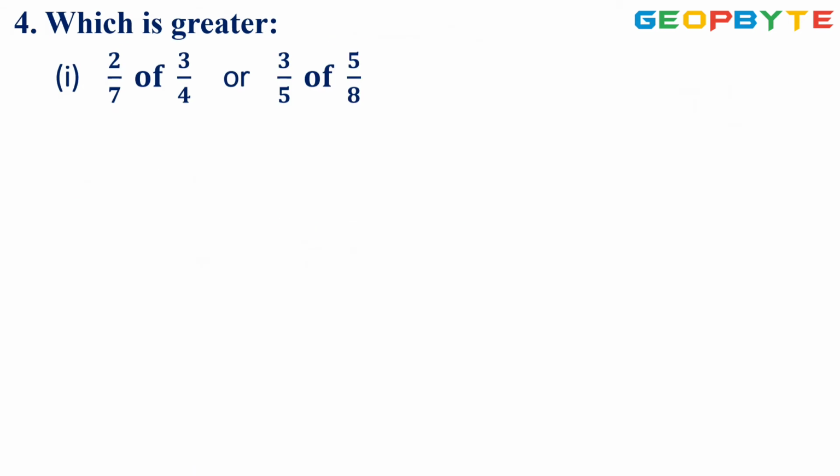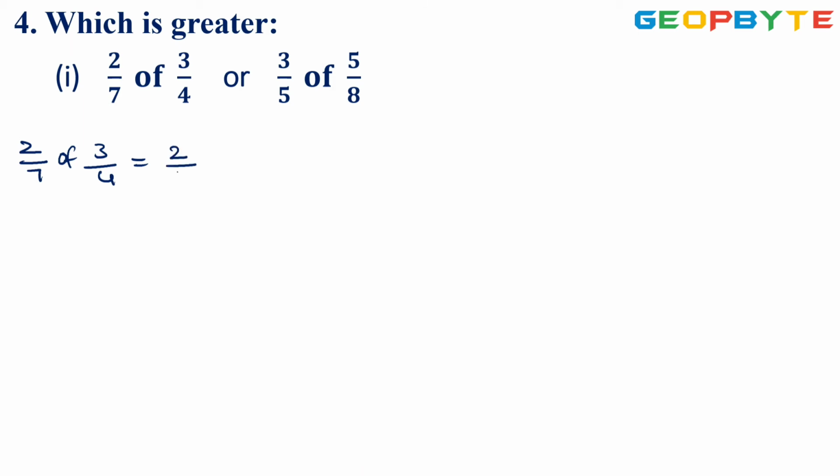Fourth question, which is greater? First question, 2/7 of 3/4 or 3/5 of 5/8. The given question consists of two fractions, so we need to identify which fraction is greater. First we'll consider the first part, that is 2/7 of 3/4, which is equal to, here 2/7 of 3/4, here 'of' indicates multiplication.